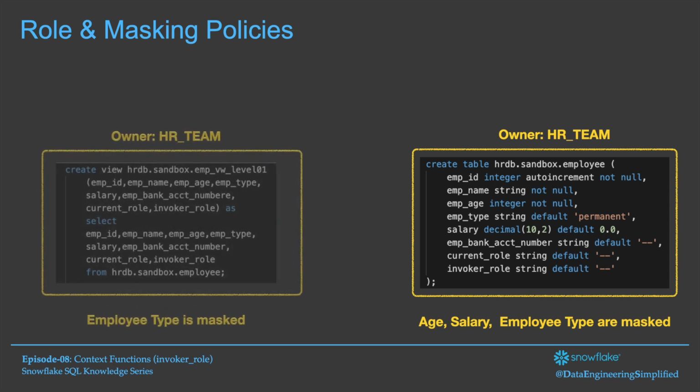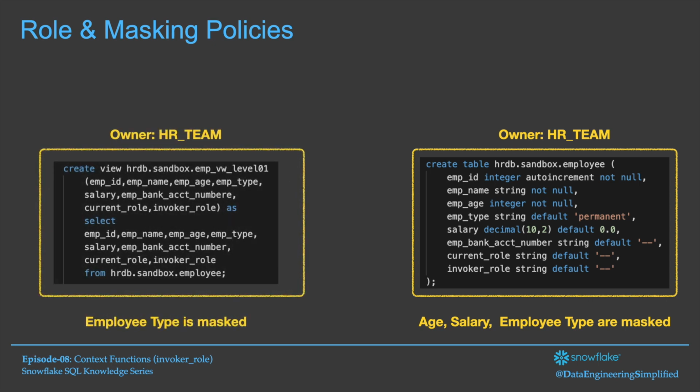On the other side, I have a view. This view is applied on this employee table, and in this view, only employee type is masked. The owner of this view as well as the table is the HR team. And this is how the relationship looks.